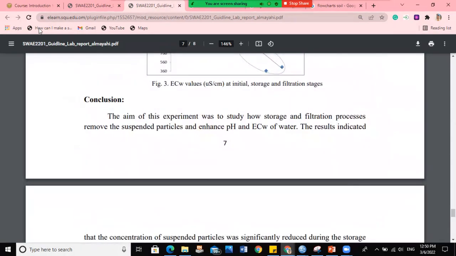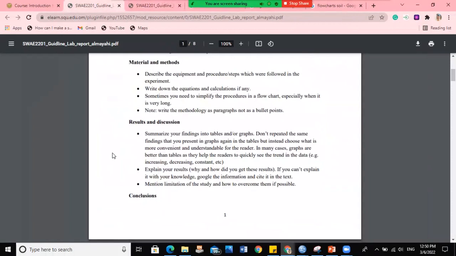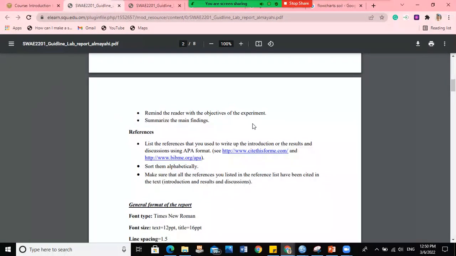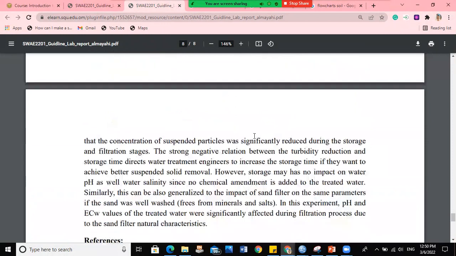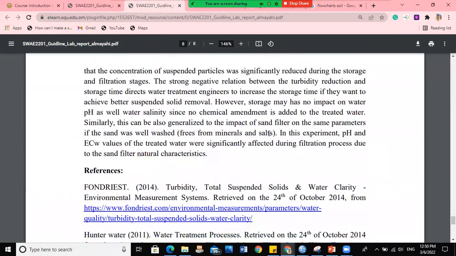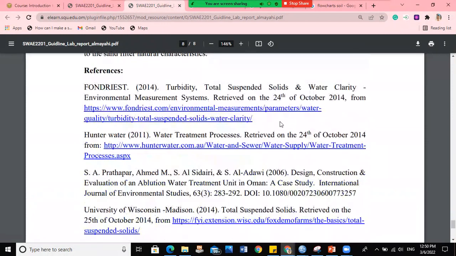The next section will be the conclusion. In the conclusion, you have to do two things. First of all, you have to remind the reader of the objective of the experiment, and then you summarize the main findings. You say that we found such and such, and why these are important. And finally, you put the references, and you have to put them in a consistent way.